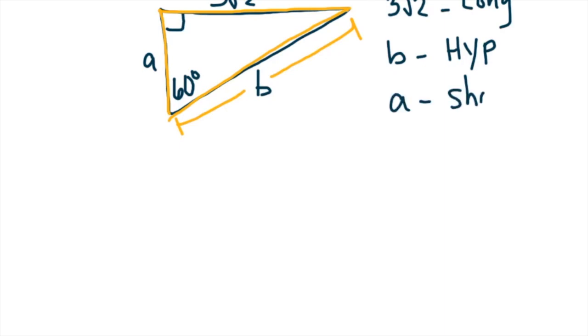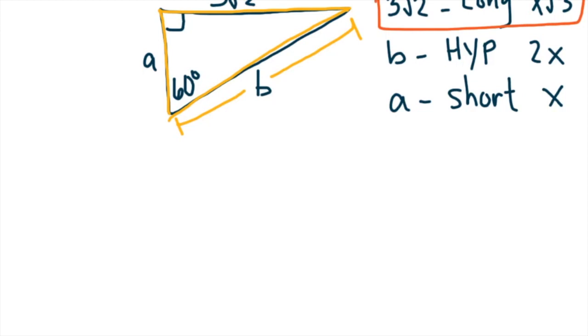So now that we know all of our pieces, we have to remember what the pattern tells us. We know that the short leg is always our key, or our x. We know the hypotenuse is always 2 times x. And we know the long leg is always that length x multiplied by radical 3. So let's take whichever piece we're given a numerical value for, in this case, the long leg. So we're going to start setting up an equation from this information. So we know 3 radical 2 equals x times radical 3.